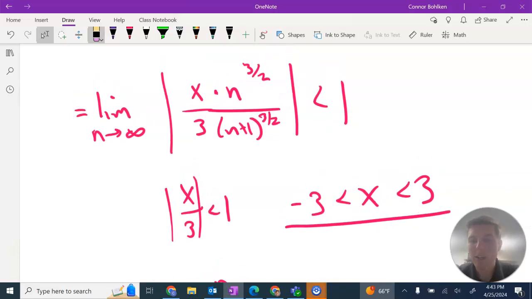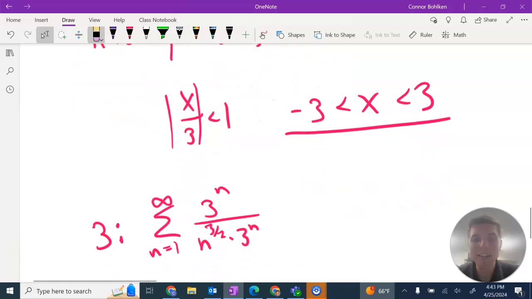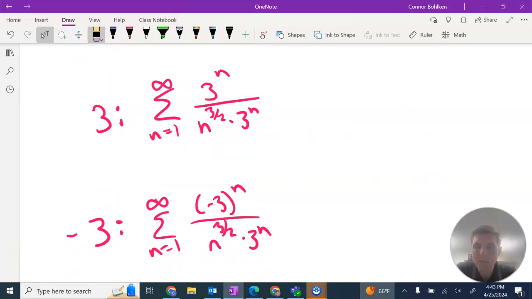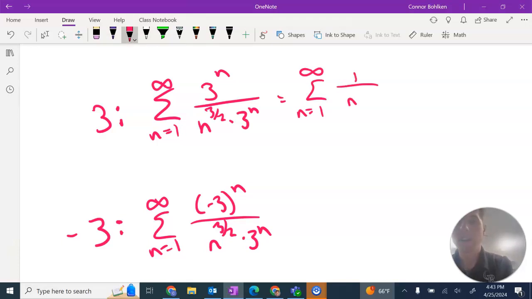Now we got to check each endpoint. So -3 and 3, I've listed both of these here. I actually already plugged in each of these because almost every time something nice is going to happen, something to make your life way easier. When I plugged in 3, the 3 to the n will both cancel. So the series actually looks like this, where it's the series from n equals 1 to infinity of 1 over n to the 3 halves.